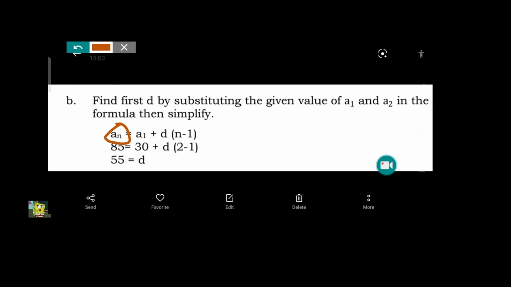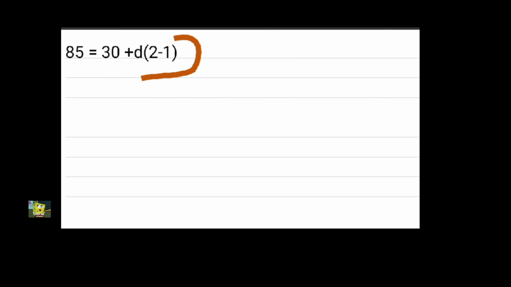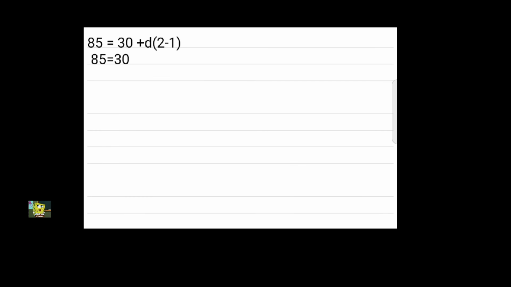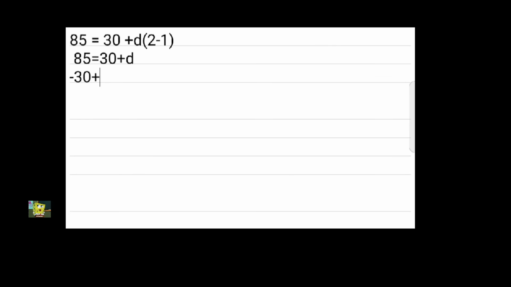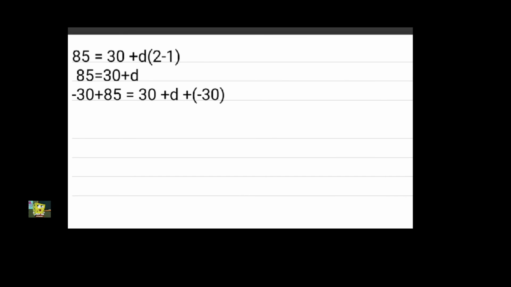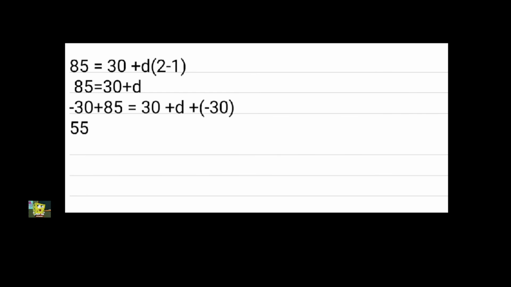Let's use this formula. Let a sub n equals 85, a sub 1 equals 30, and n equals 2. Let's solve: 85 equals 30 plus 2 times quantity 2 minus 1 times d. Let us solve. 2 minus 1 equals 1, times d equals d. Then rewrite 85 equals 30 plus d. Apply addition property of equality, add negative 30 on both sides. Negative 30 plus 85 equals 55, and 30 plus negative 30 equals 0. Then the answer is 55 equals d.